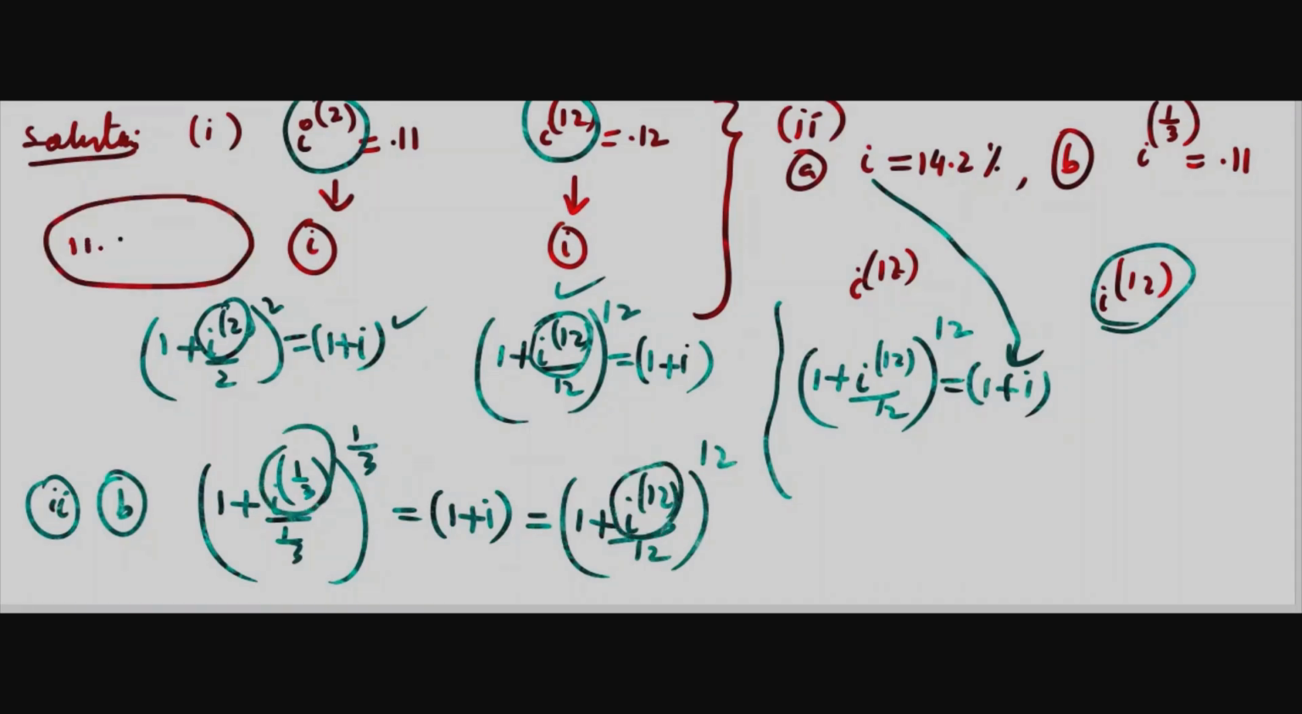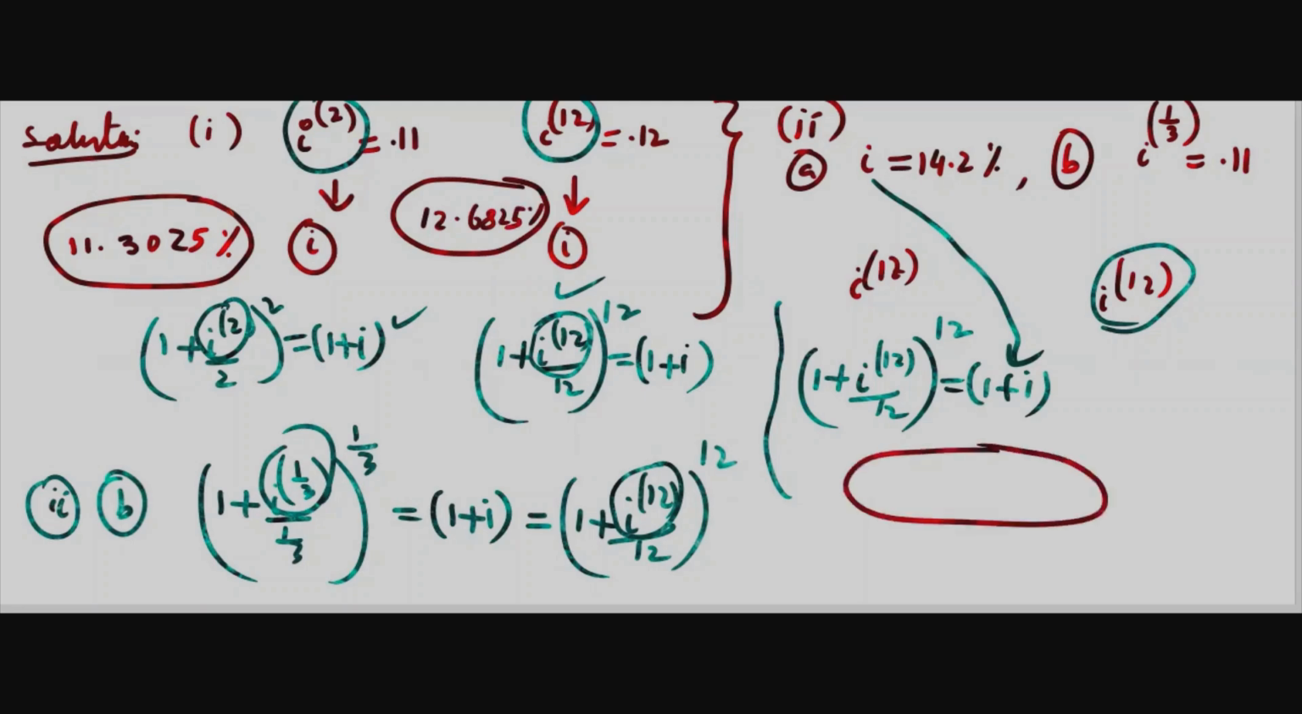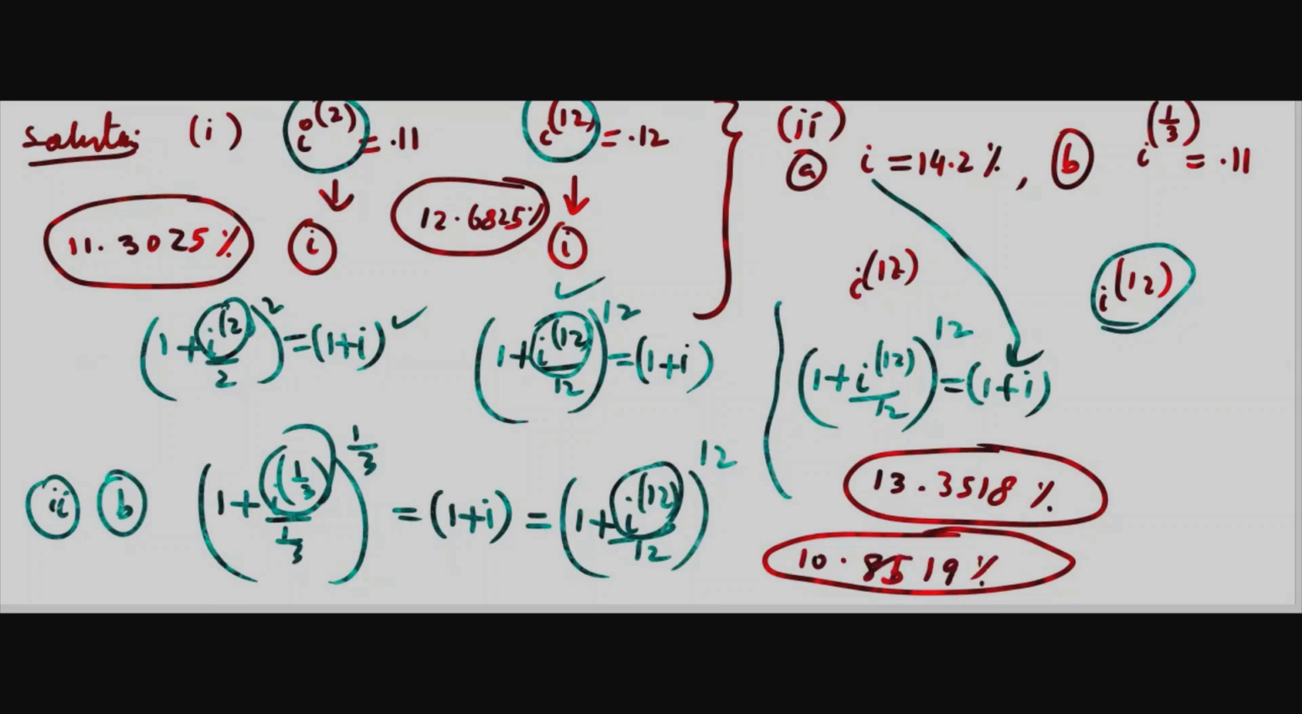This is 11.3025%. The second one, 12.6825%. You can check it. And this one here and this one here. This will be 13.3518%. This one, 10.8519%.